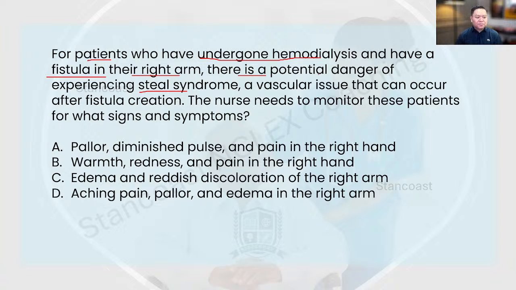Is it A, pallor, diminished pulse, and pain in the right hand? Or is it B, warmth, redness, and pain in the right hand? Or is it letter C, edema, reddish discoloration of the right arm? Or letter D, aching pain, pallor, and edema in the right arm? I want you to take your pick. All right. Your time is up.